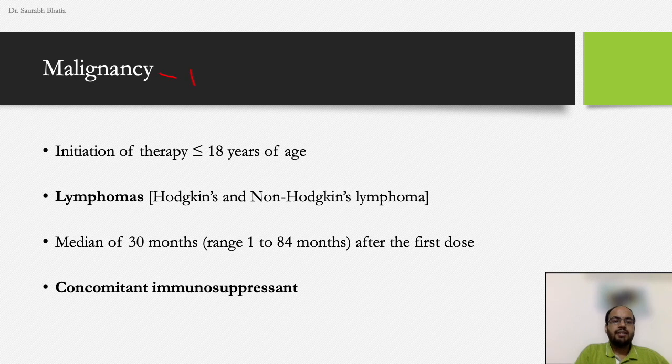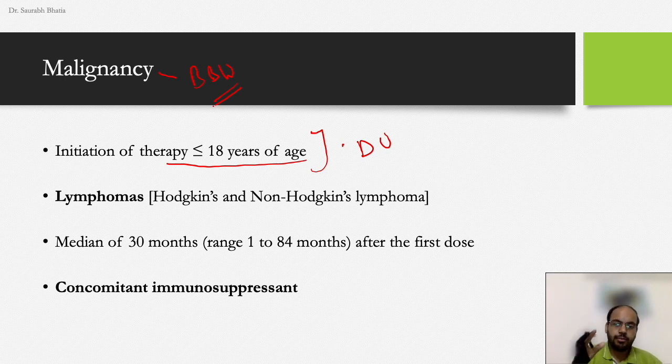Now, malignancy is also a black box warning for infliximab, especially in patients where the therapy is initiated before they are 18 years of age, or as the papers mention, when the first dose is received in patients who are less than 18 years of age, the chances of malignancy increase. Okay, remember that infliximab and all of these studies come from non-dermatological uses like pediatric Crohn's disease, etc. So this data comes from those kinds of studies.